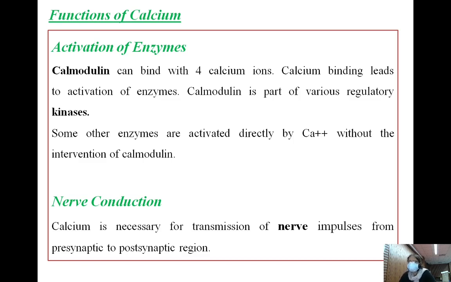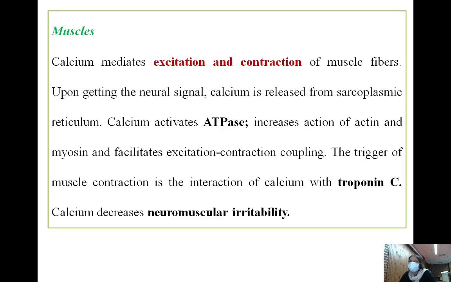Nerve conduction. Calcium is necessary for transmission of nerve impulses from the presynaptic to the postsynaptic region. In the muscle also it has some role. Calcium mediates excitation contraction coupling of the muscle fiber. It plays a major role in the excitation and contraction of the muscle fiber.